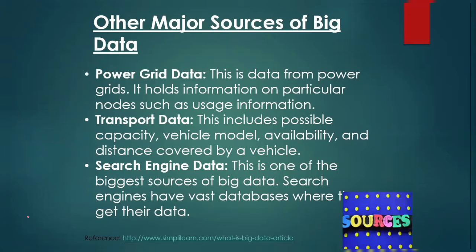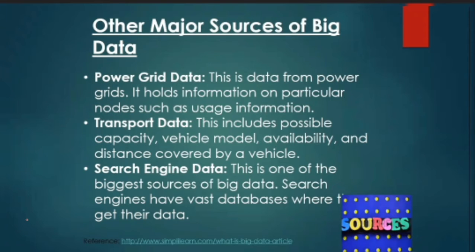Other major sources of big data include power grid data, transport data, search engine data. What is power grid data? The data that comes from power grids. It holds information on particular nodes such as usage information. Transport data. This includes possible capacity, vehicle model, availability and the distance covered by a vehicle. Search engine data. This is one of the biggest sources of big data. Search engines have vast databases where they get their data.